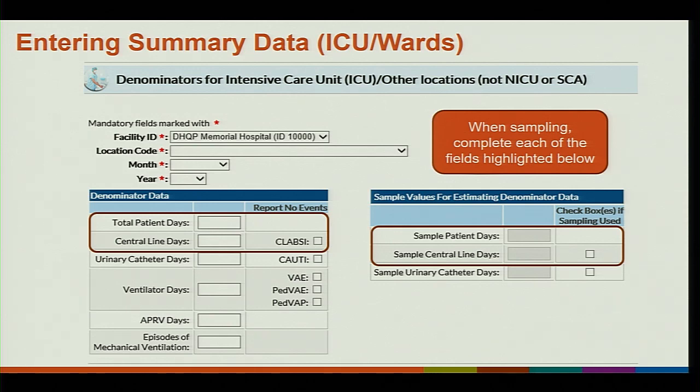Remember, if you are doing sampling, you need to fill in both your total patient days and your central line days for the month, and your sample patient days and central line days. There is a calculation that requires this information.